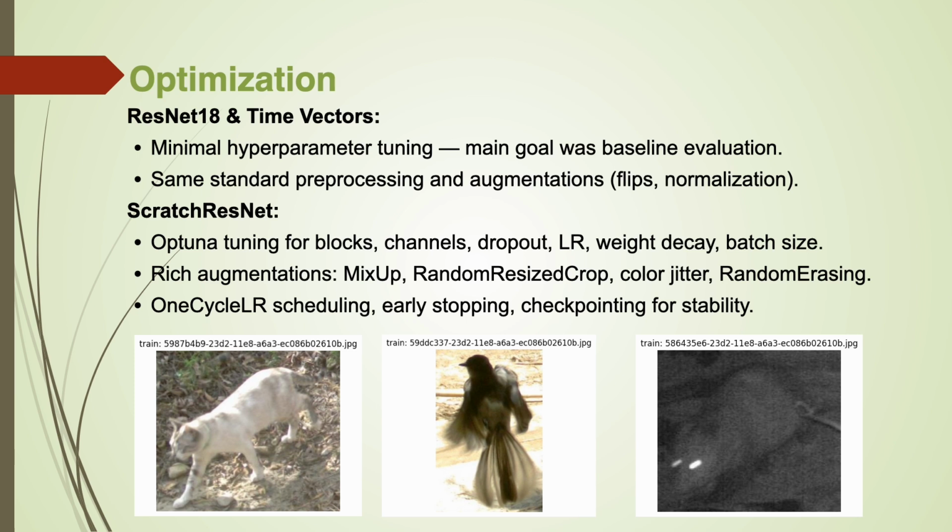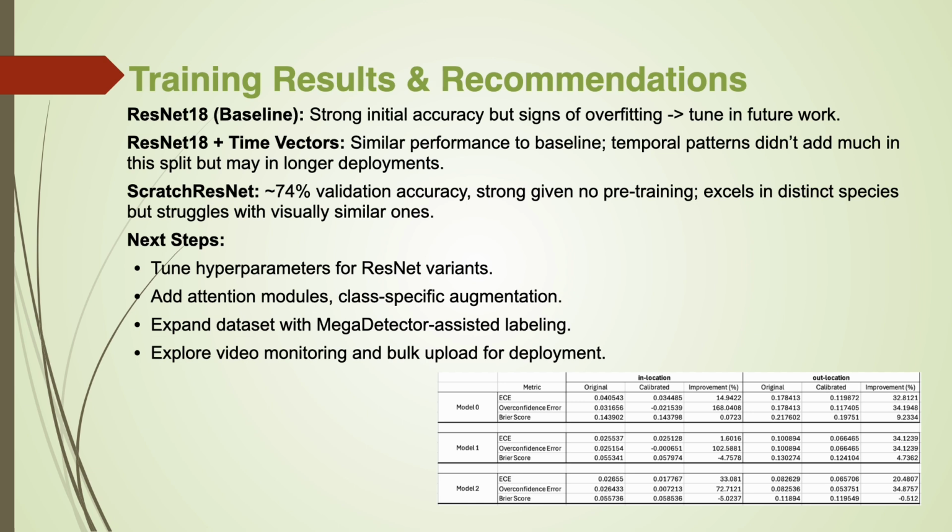With those setups in place for each model, we were ready to train and see how they actually performed. And that's where some interesting patterns started to emerge in the results. Once we had our models trained, here's how they performed. Starting with ResNet 18, our baseline, it delivered strong initial accuracy, but we did see signs of overfitting. That means that it was learning the training set well, but not generalizing as effectively to new unseen data. We'll be looking at hyperparameter tuning in the future work to address that.